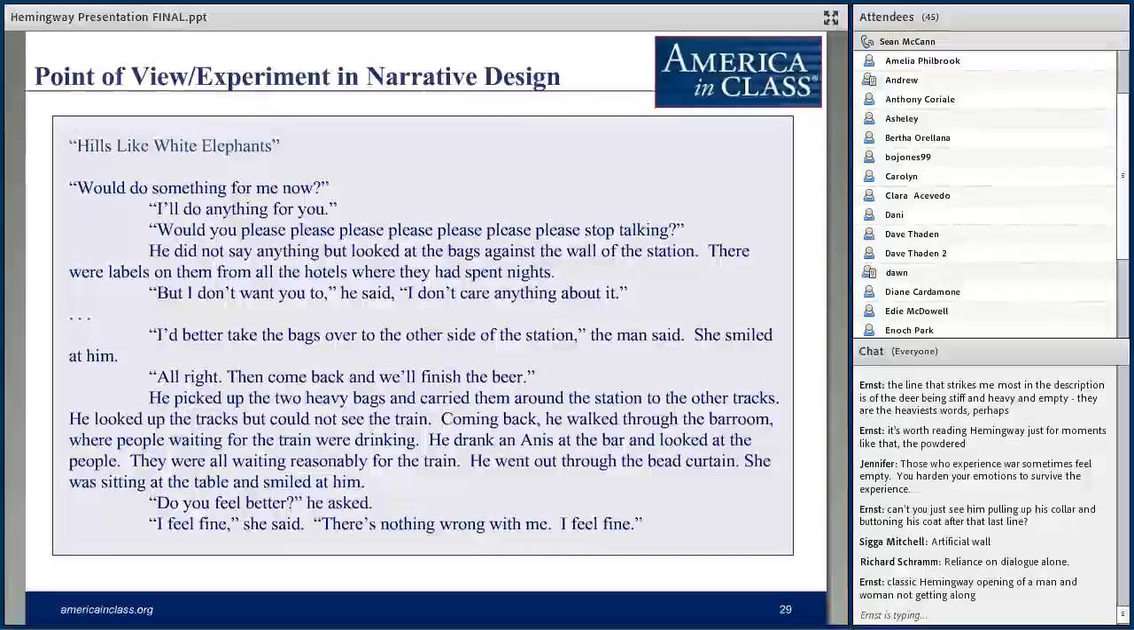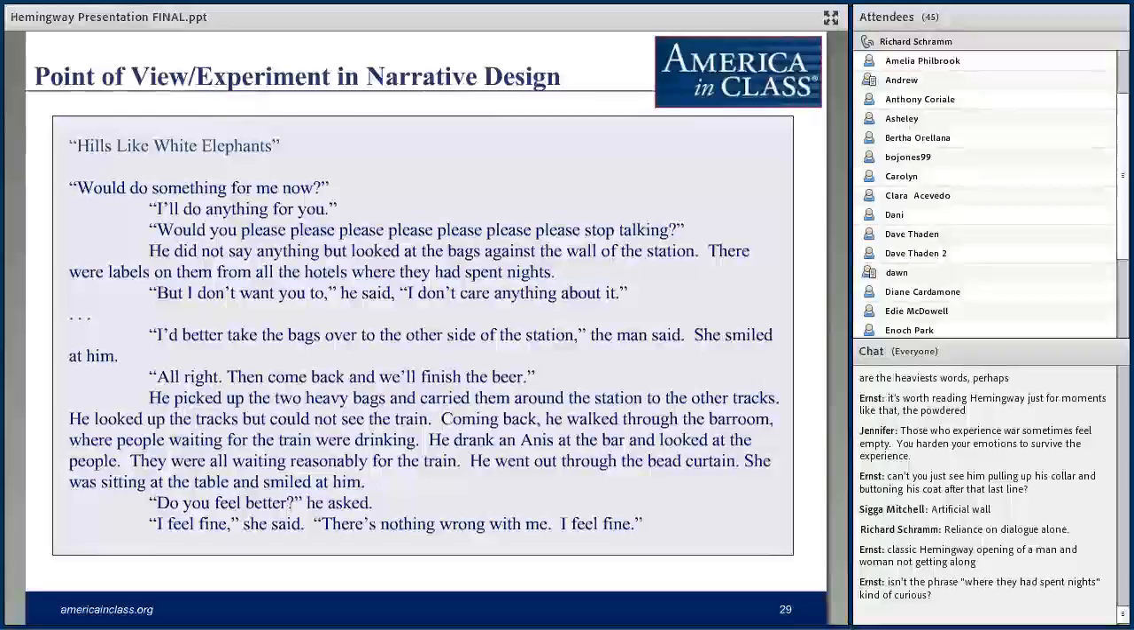What does that tell us? Obviously they're in a rail station. They're traveling. Also, on those bags, you have all of the labels of the hotels where they spent nights. Now, we don't know if this is a married couple or not, but obviously they have spent nights together. That's going to loom large in the story. The phrase "where they spent nights" is kind of curious. It suggests volumes, the motivation of the story.